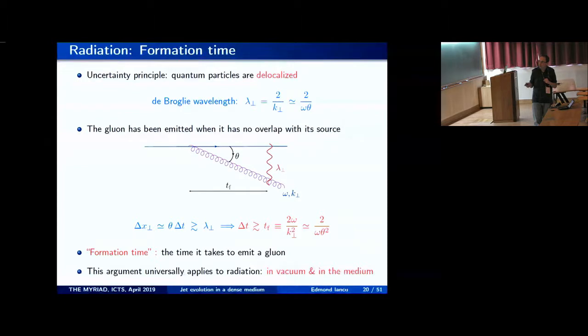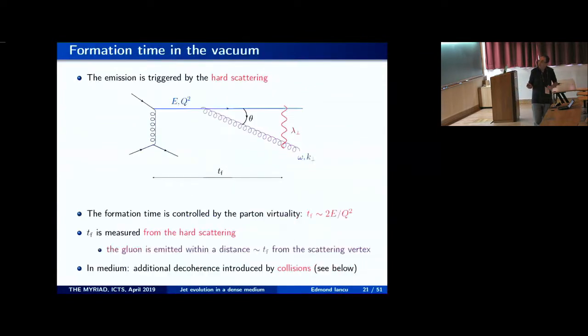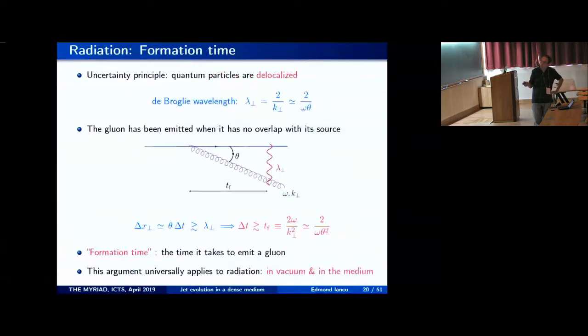So this is the time it takes to emit a gluon, and this argument is universal. It comes from the uncertainty principle. It applies to radiation in the vacuum or in the medium, but it will have some twist in the medium that I will return to later. In particular, so long as we stay in the vacuum, this argument is only telling us how long it takes for the gluon to be emitted once the emission process has started. It doesn't tell us that the emission has to occur.